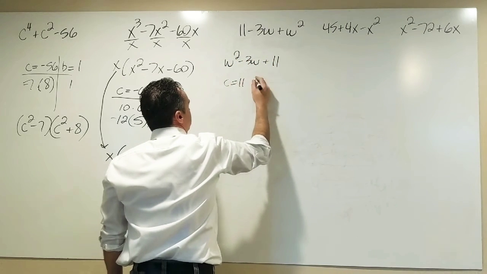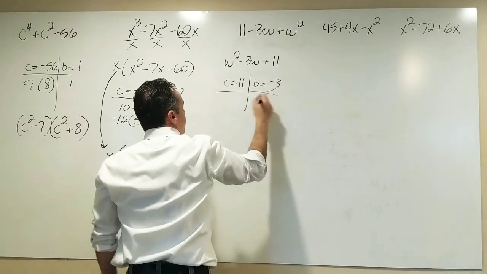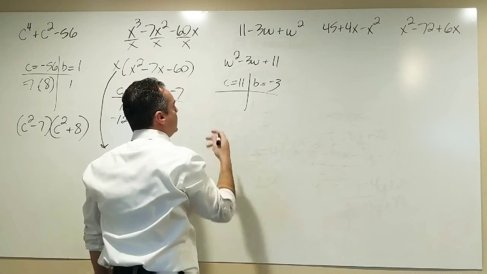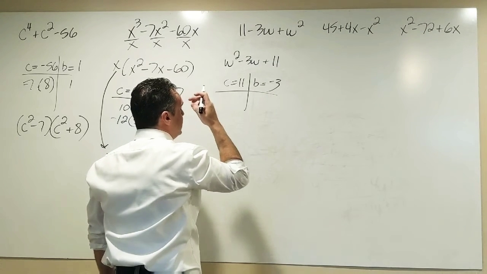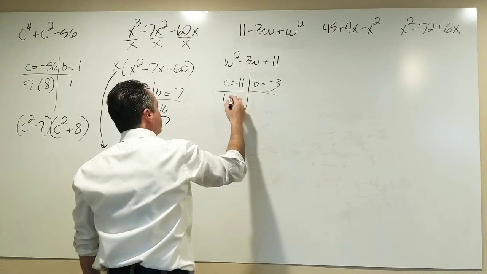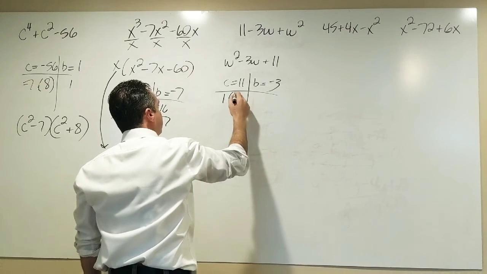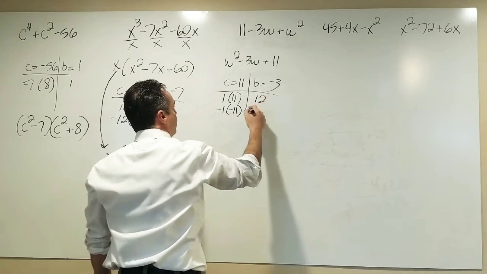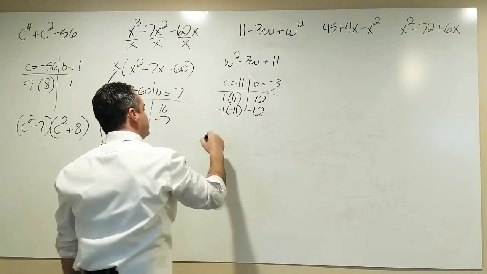C equals 11, b equals negative 3. And so we can say, what things when multiplied together make 11 when added together make negative 3? Well, folks, 11 is a prime number, and the only things when multiplied together make 11 are 1 times 11 and negative 1 and negative 11, which would make 12 and negative 12. And so this one is prime.